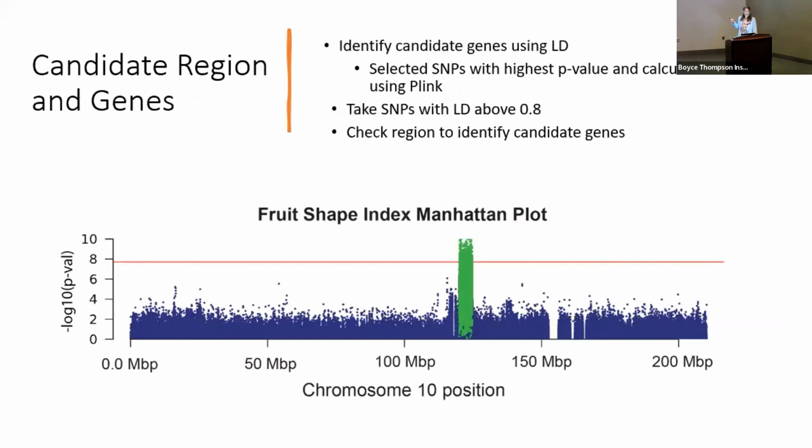So zooming in on that a little bit more, now we want to identify the candidate genes in this area using LD. To start off, I selected the SNPs with the highest p-value, so the ones that are around this line or above, and then I calculated the LD for those using Plink, and then I wanted to take the SNPs with the highest LD. LD is measured from 0 to 1, and I took the SNPs that have an LD of 0.8 and above. And then that gave me a region that I could check and try to identify what genes are in that area.